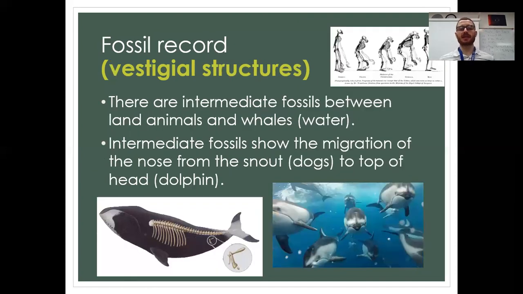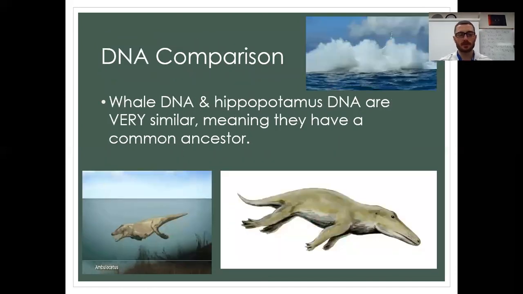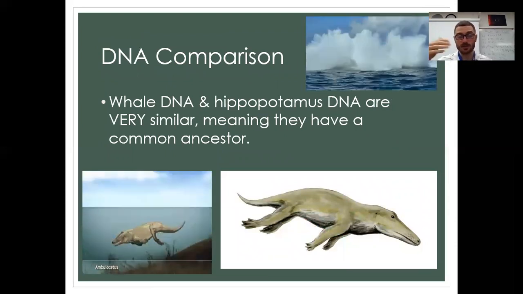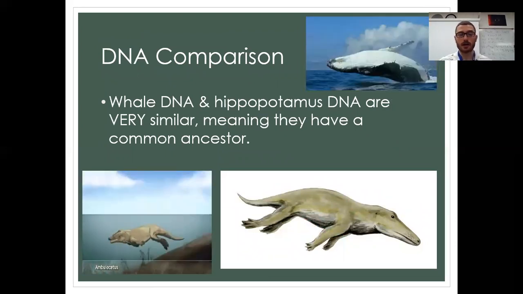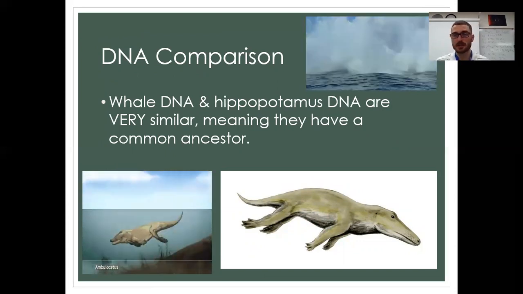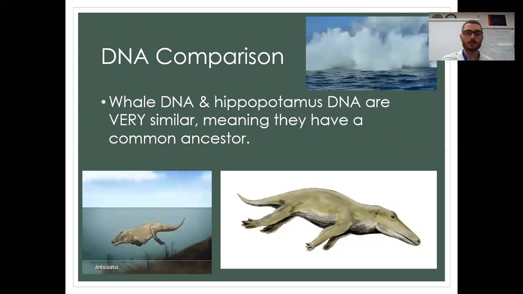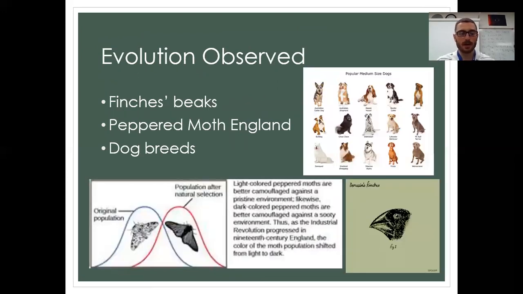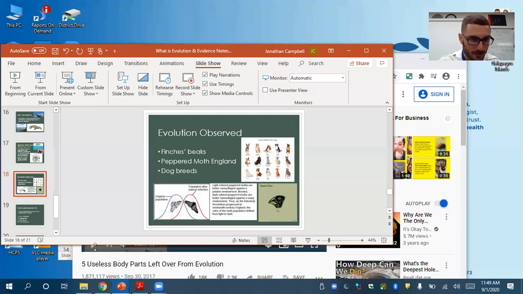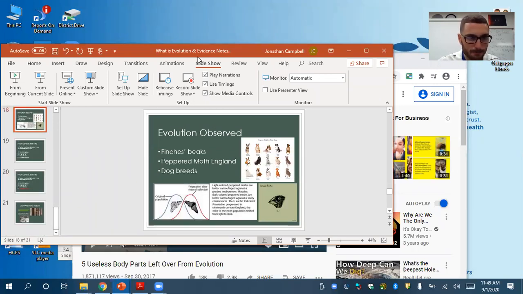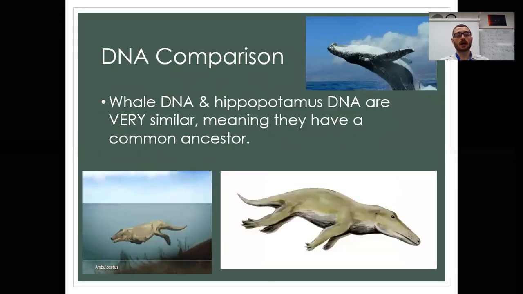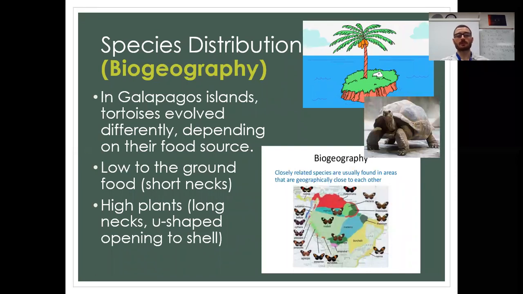Okay, next we have DNA comparison. We talked about that the other day. Again, whales are more related to us in DNA than they are to fish or sharks. They're closely related to the hippopotamus compared to a shark because they have a common ancestor. They are mammals. I'm giving away questions, all right? We're almost done. And the last thing of the day, guys, species distribution.